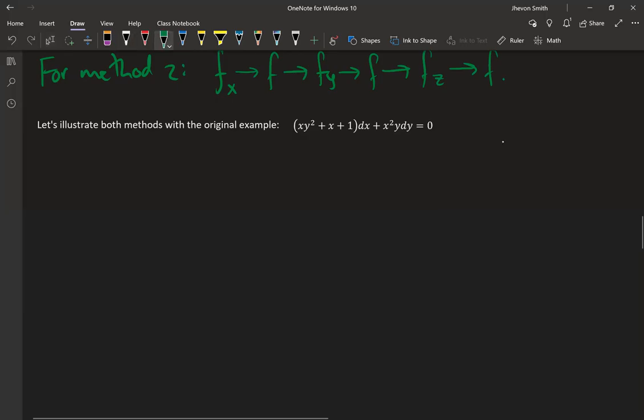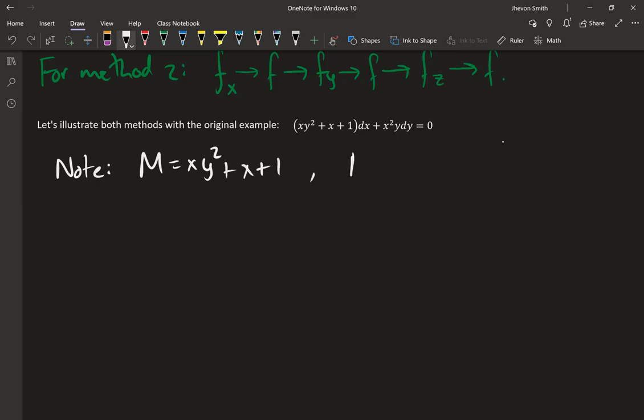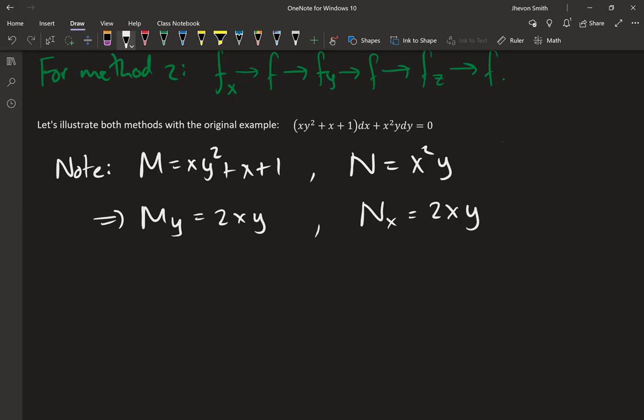So here, first thing I would do is I would note in this case, M is equal to xy squared plus x plus 1, and my N is equal to x squared y. This means that my partial with respect to y is going to be 2xy. And if I take the partial of N with respect to x, I would get 2xy. Notice that these are equal. That means what I'm looking at is an exact differential equation. So if this showed up on a quiz, you could do this little examination that I did here, and you'd realize, oh, I'm looking at an exact differential equation right now, okay?